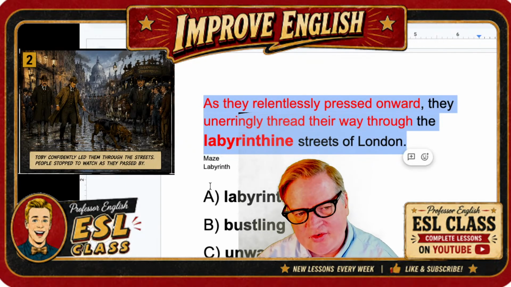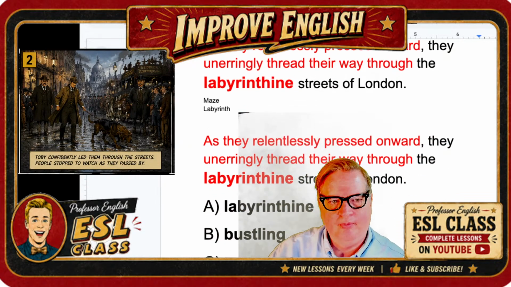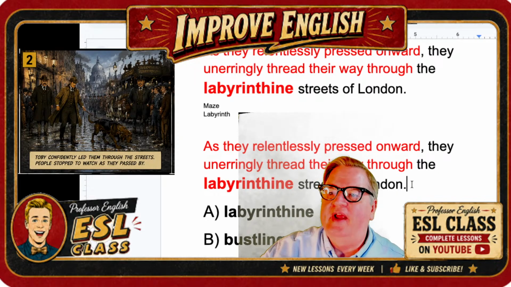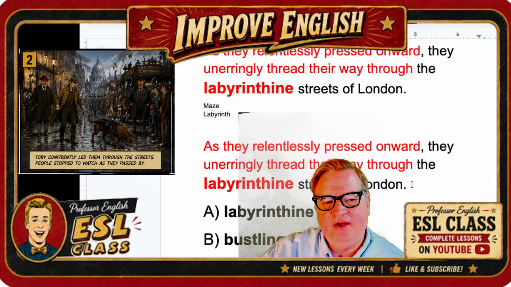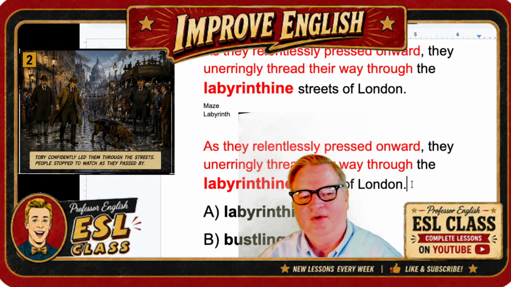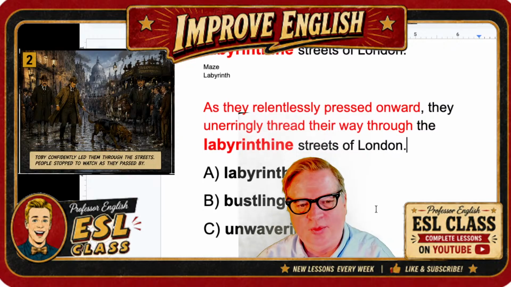Can you read the whole sentence using labyrinthine? Sure. As they relentlessly passed onward, they unerringly thread their way through the labyrinthine streets of London. Okay, perfect. What about the next word, bustling?